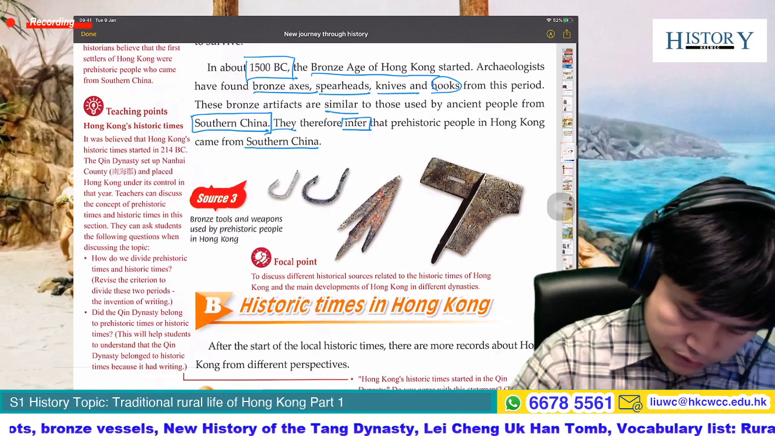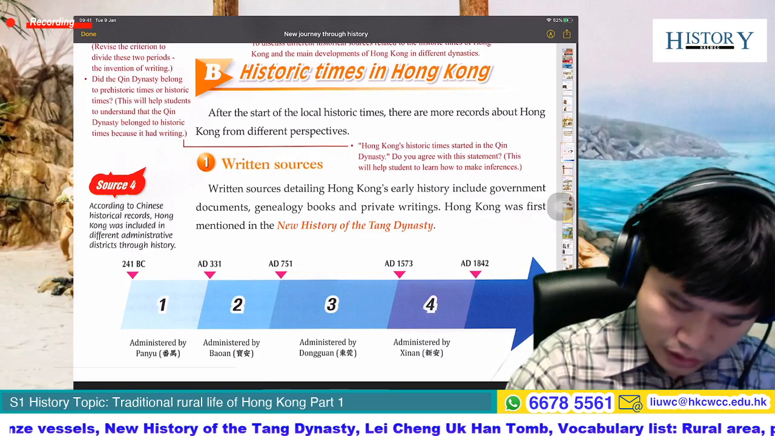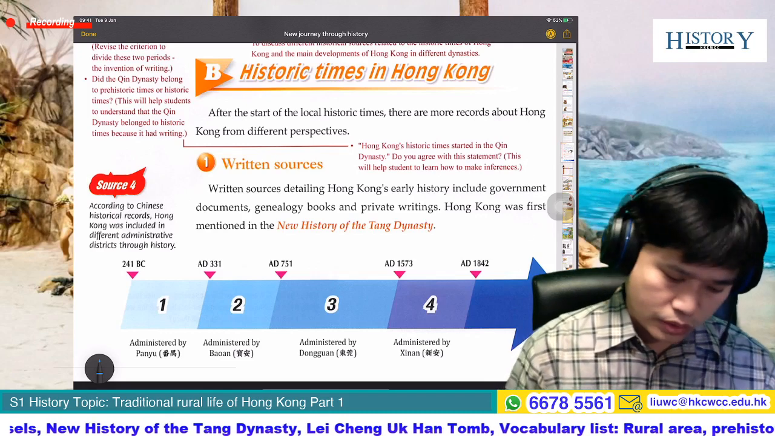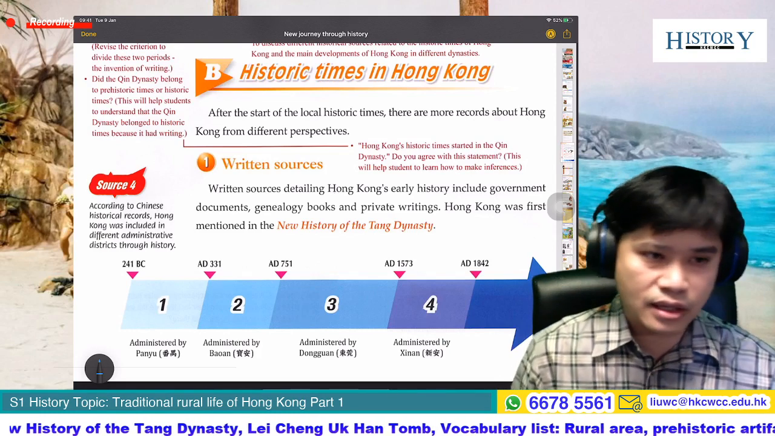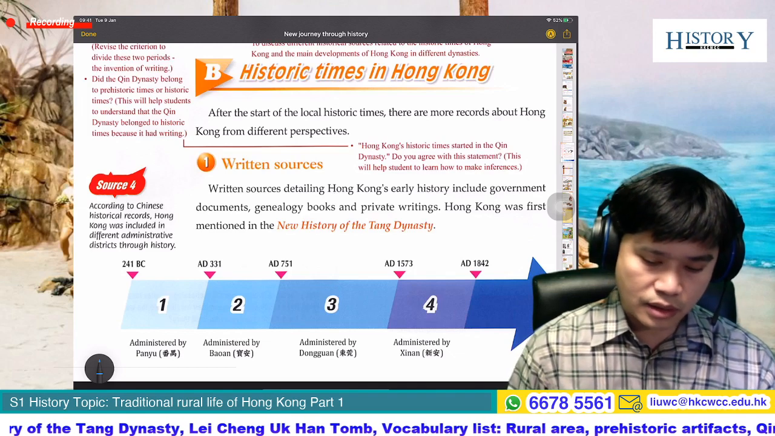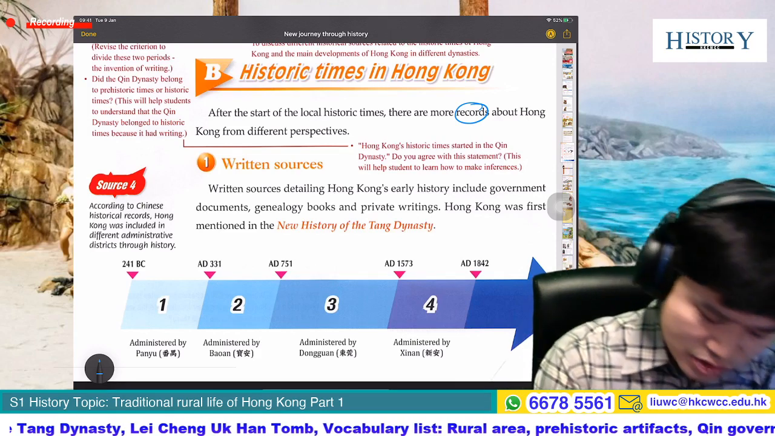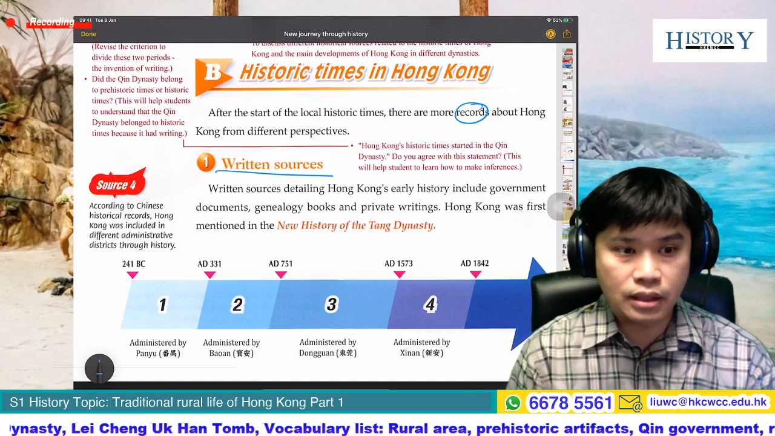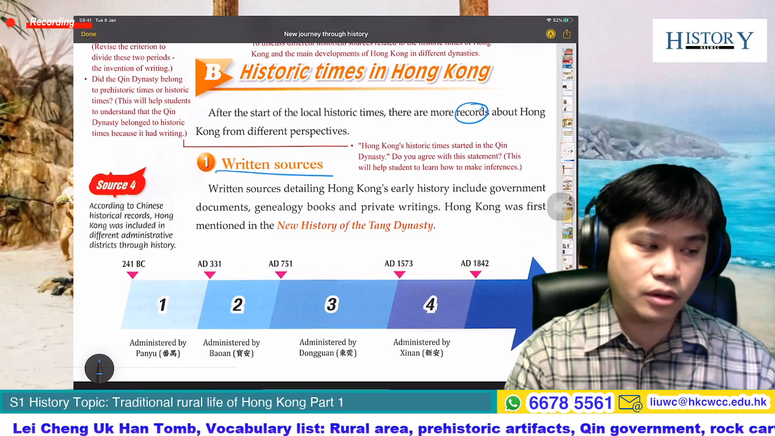After that, let's have a look at the historic times of Hong Kong. For the historic time of Hong Kong, we know that record writing has been invented. So when we study the historic time in Hong Kong, it is necessary for us to study some written sources. Is there any written source to talk about the life of Hong Kong people in the past?